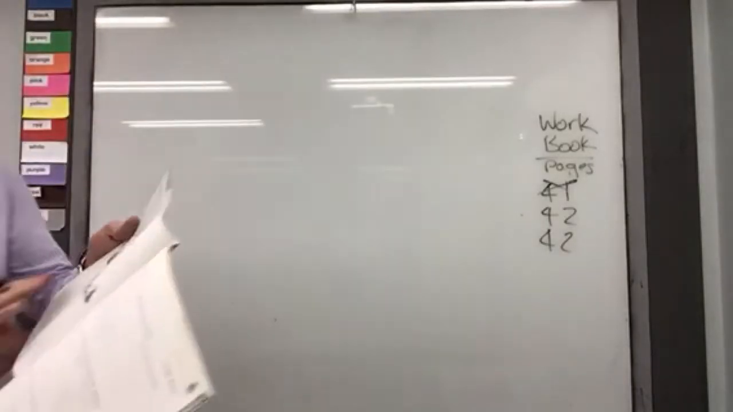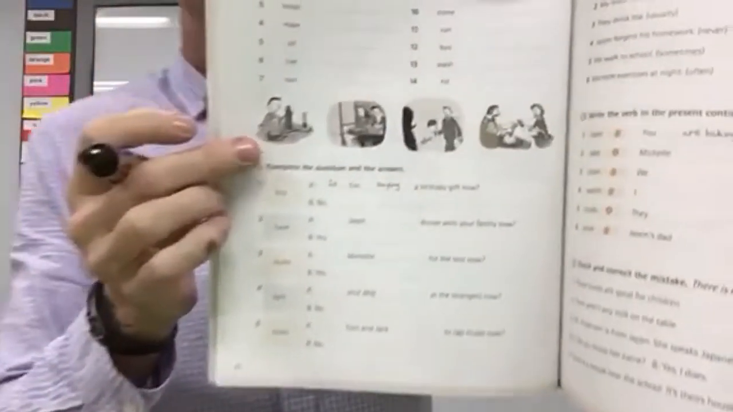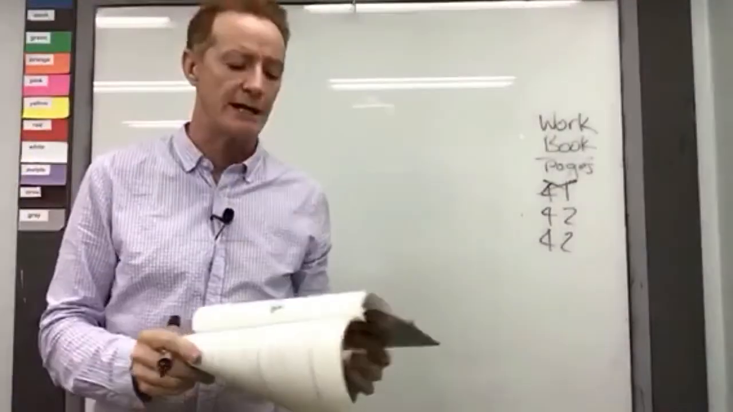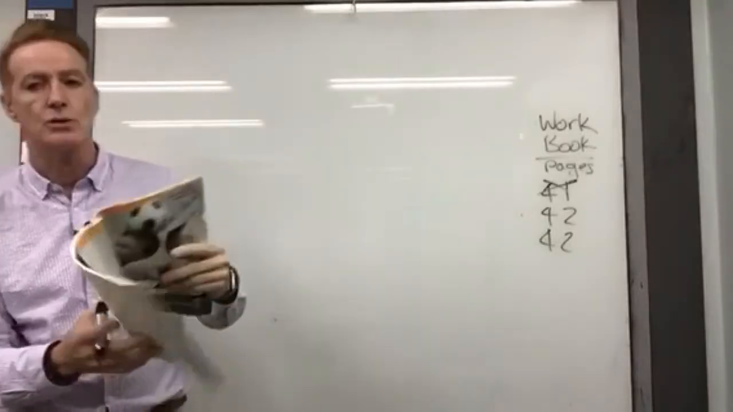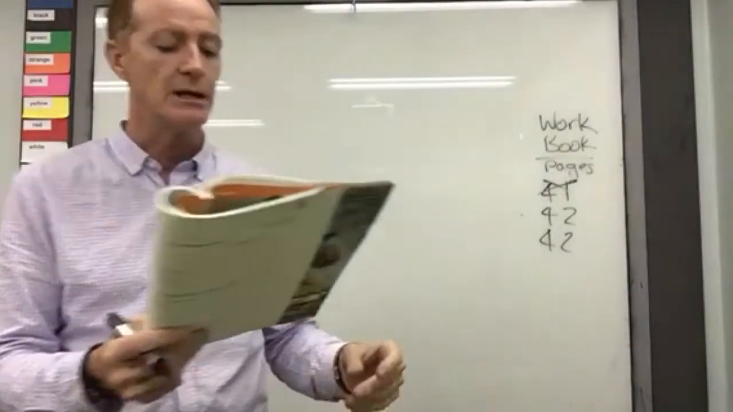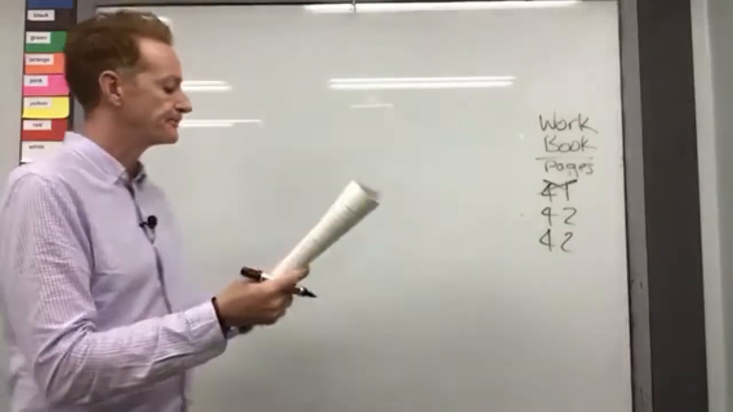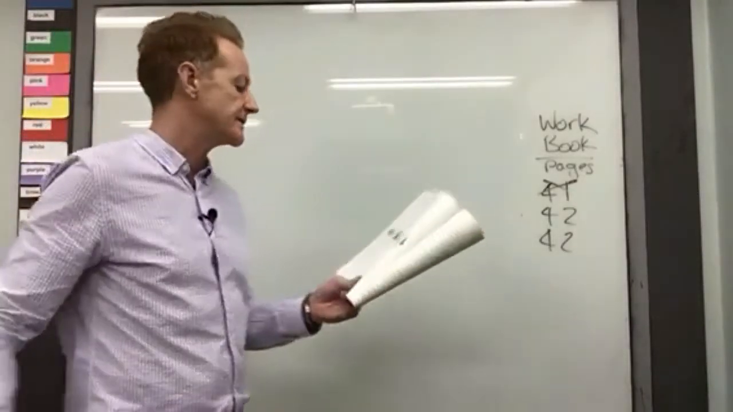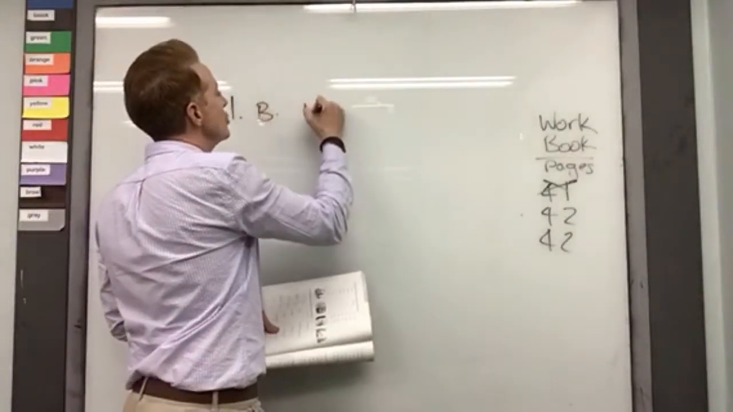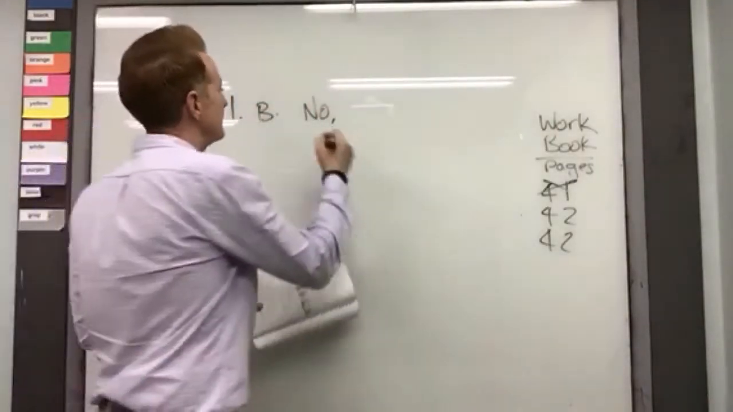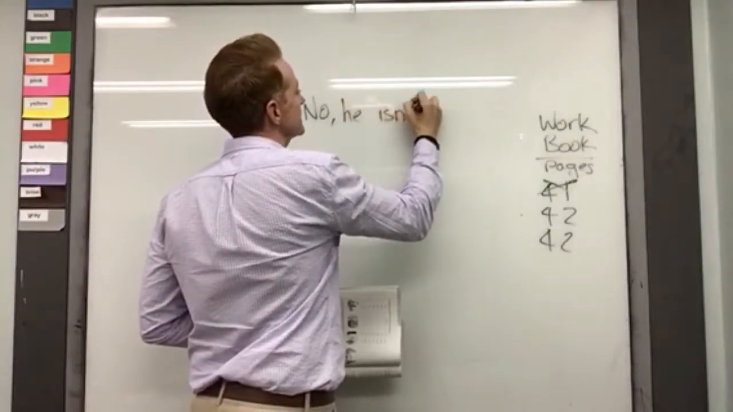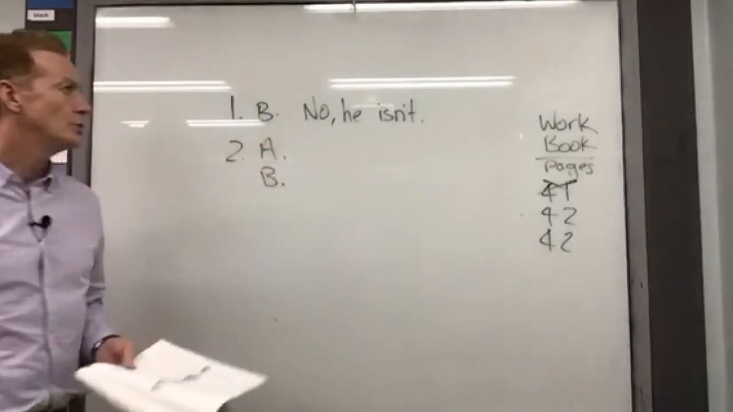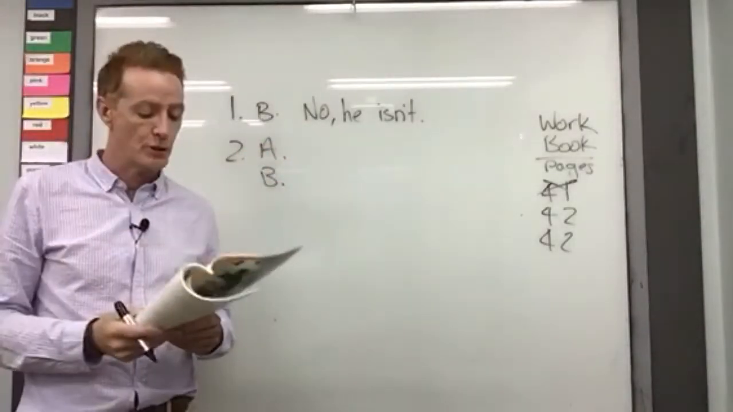All right, now let's do exercise D. We have to complete the question and the answer. So we have to write a question and an answer. So number 1, A. Is Tim buying a birthday gift now? And B is no. He, because Tim is a boy, no he isn't. Is Tim buying a birthday gift now?